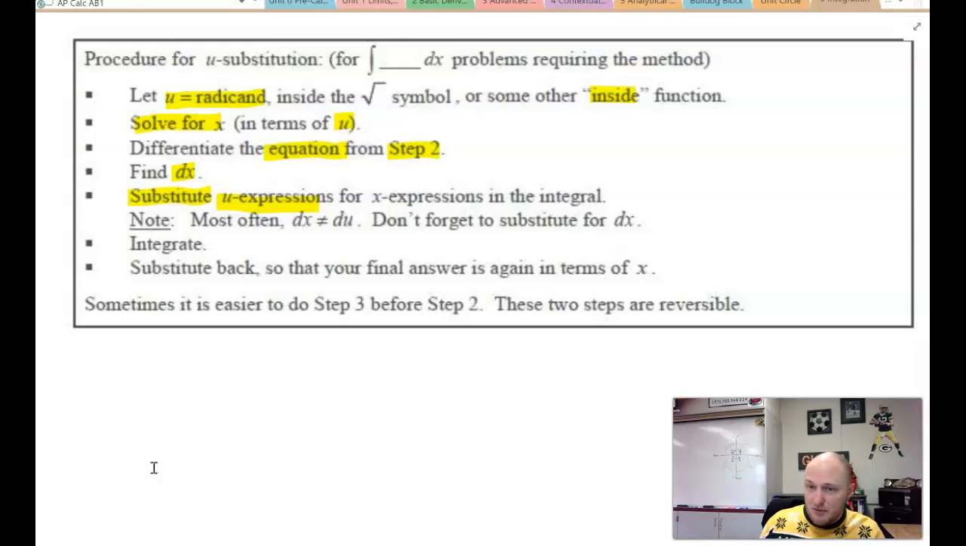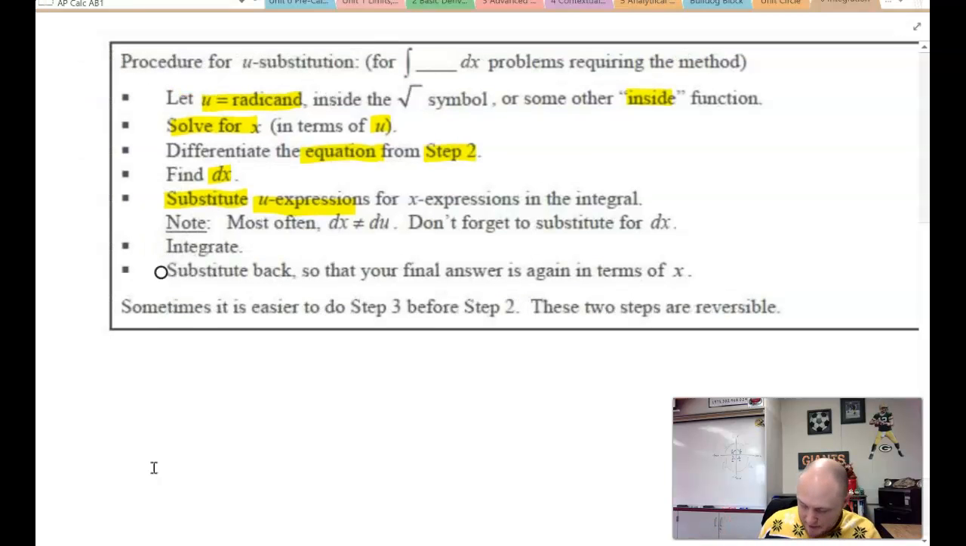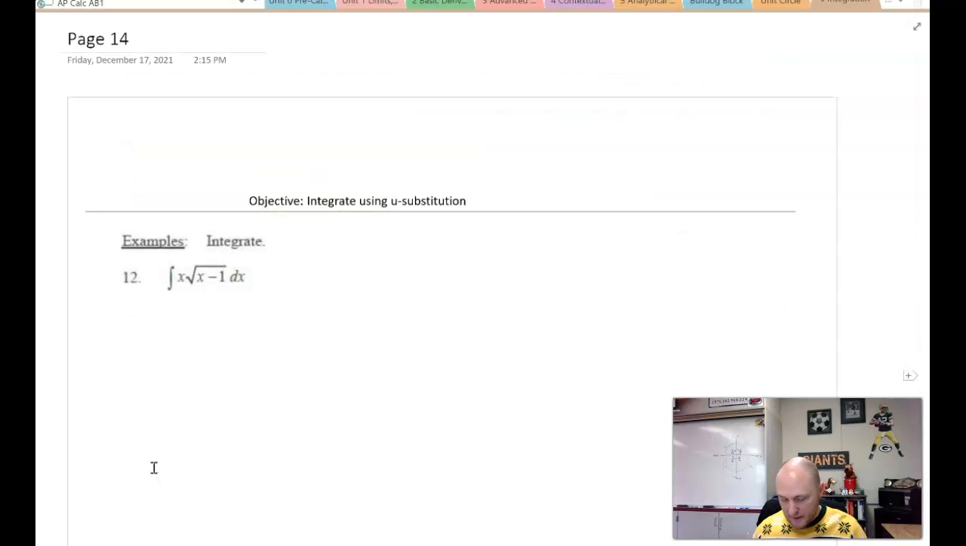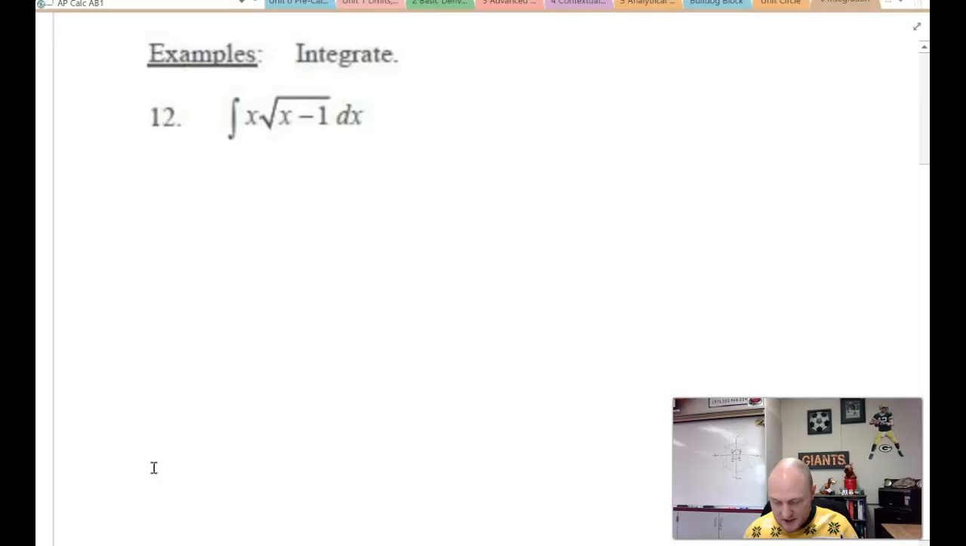And lastly, most often, do not forget to substitute for dx. dx is not equal to du. Okay, they can be different things based upon the structure of our integrand, so make sure you check that, okay? Integrate, and then we substitute back, okay? Sometimes they say it's easier to do step 3 before step 2, and that these two steps are reversible. So we'll go ahead and look at an example to try to put this into context.